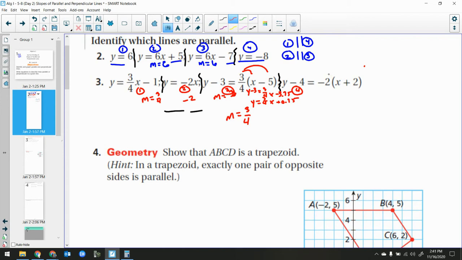And then I'm going to do the same thing over here. I'm going to distribute the -2. So y minus 4 is equal to -2x minus 4. And then I add the 4 over to the other side. So y is equal to -2x plus 0. Well, I'm not going to write that plus 0.